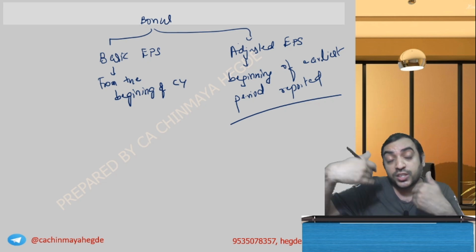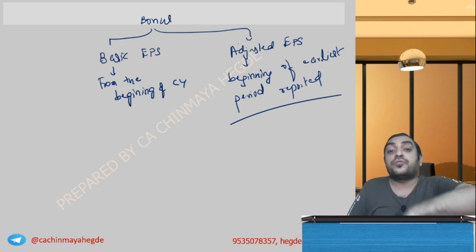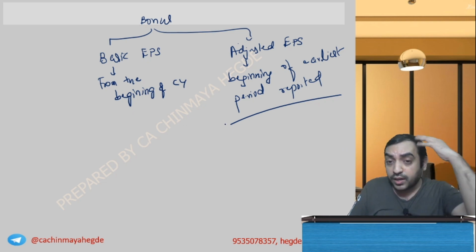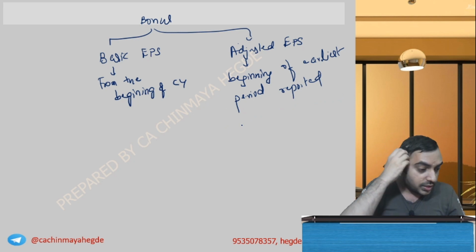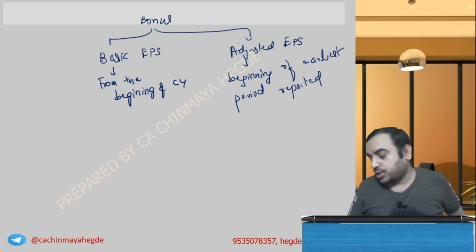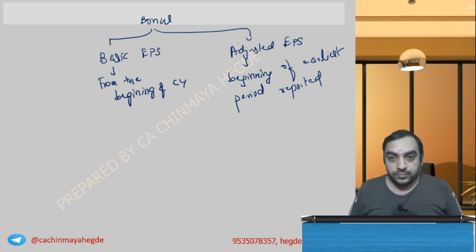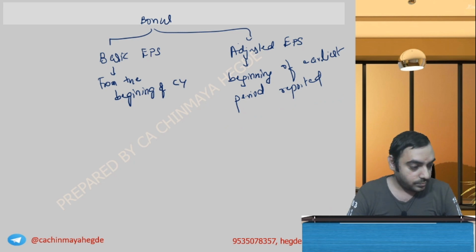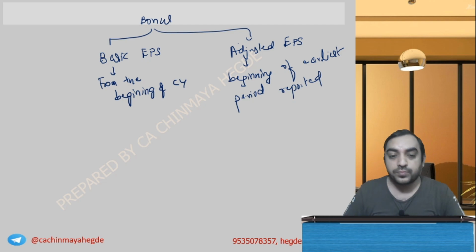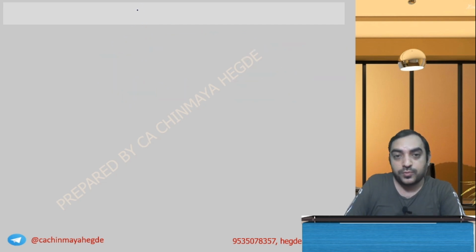Actually, you can say bonus is issued, assumed to be issued from the beginning of the company was formed. Like that you can think. From the earliest period possible, that is bonus share. Okay, got it? Let me go for right shares now.